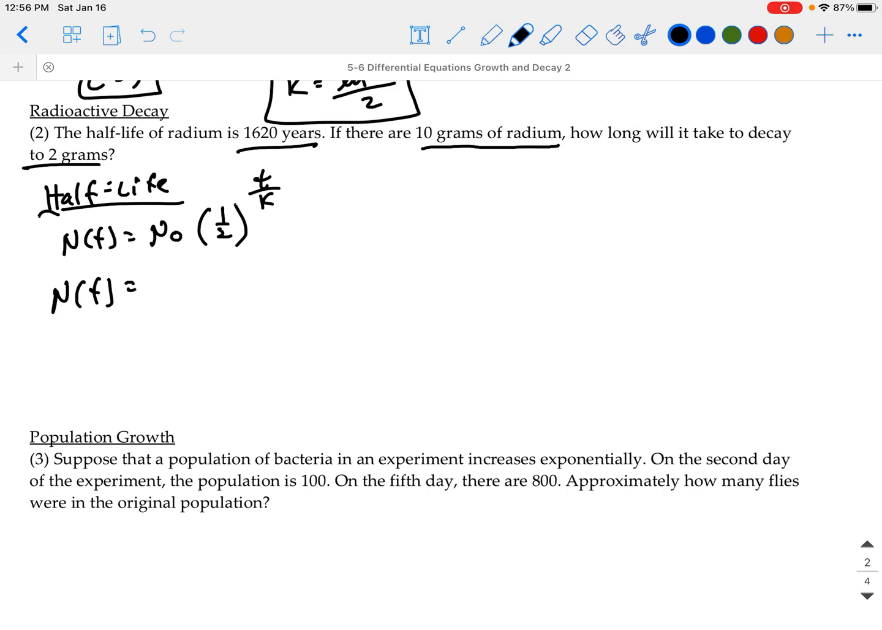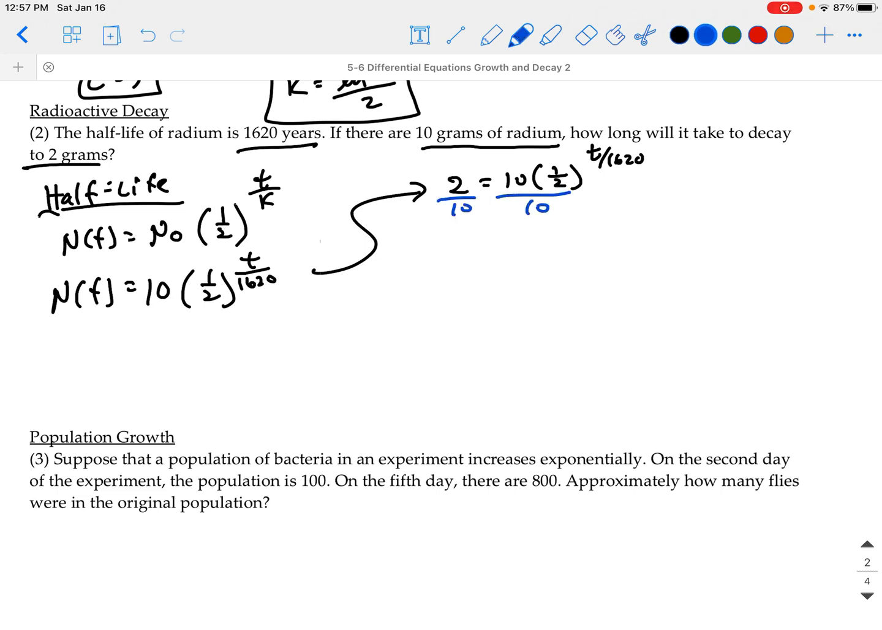So for this model, we've got 10 grams of radium to start, and it's going to be t divided by 1,620. So our goal is to figure out when it decays to 2 grams. So we're just going to set this equal to 2. So then we can divide by 10, cancel out that coefficient, and we'll get 1/5 is equal to 1/2 to the t over 1620, and then we can take the log of both sides and use the power property.